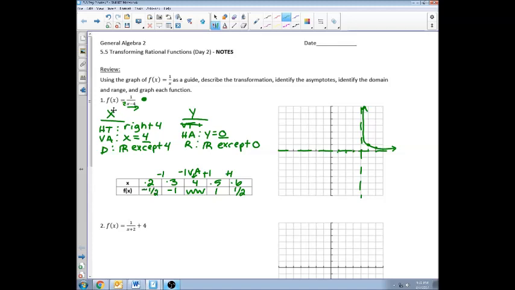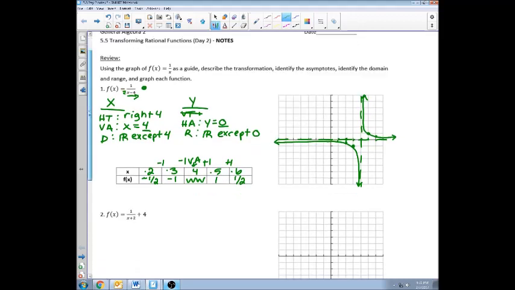Negative 1 over 2. So let's go to 3. 1, 2, 3. Down to negative 1. Then we go to 2, and it's negative 1/2. Get close to the asymptote, curl around, and we're good to go. Okay? That's the end of our problem.